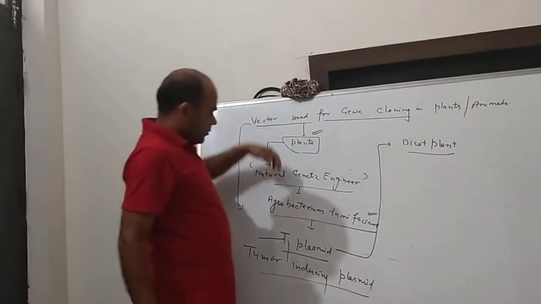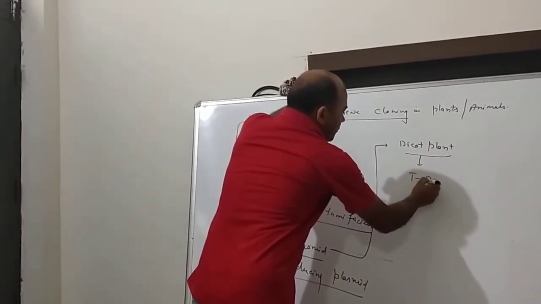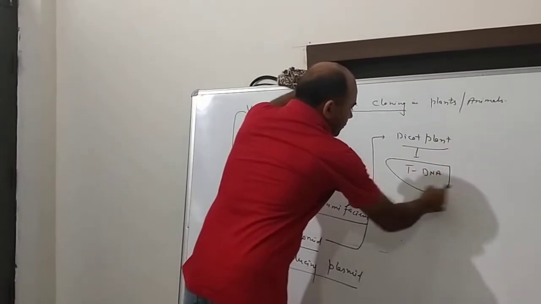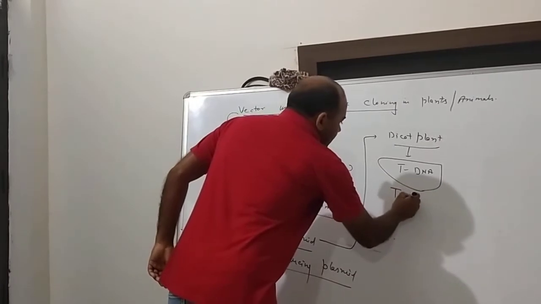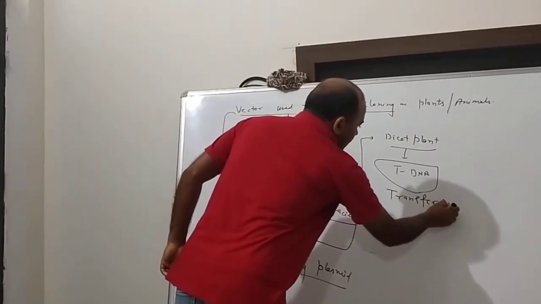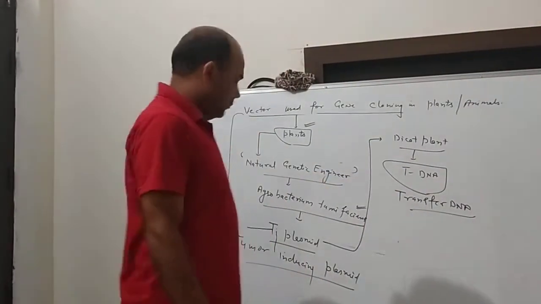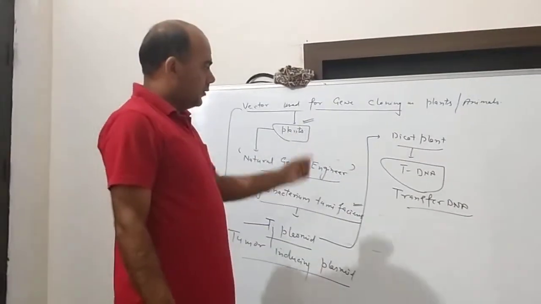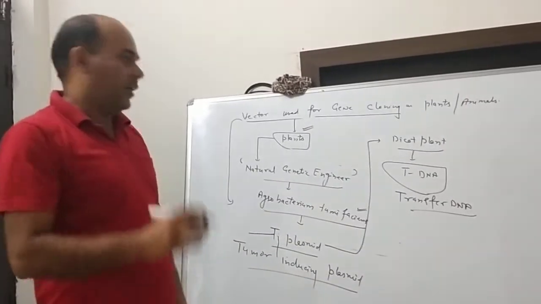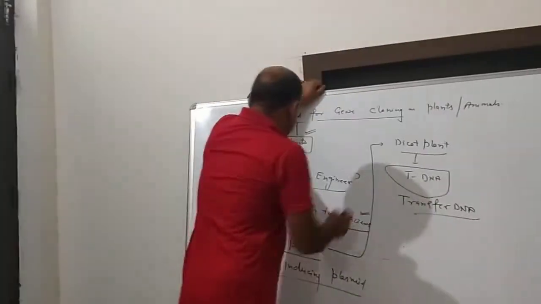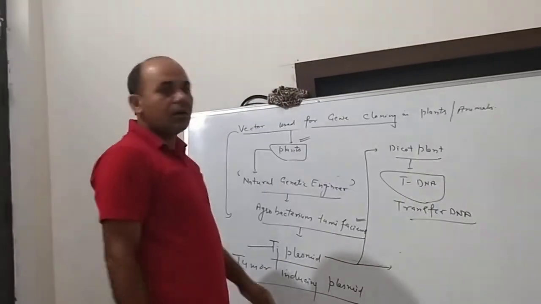The DNA which is transferred from this Ti plasmid is also known as tDNA, also called transfer DNA. This DNA contains the desired segment of DNA, that is, the gene of interest. But naturally, this Ti plasmid causes a disease in plants, which is called crown gall.